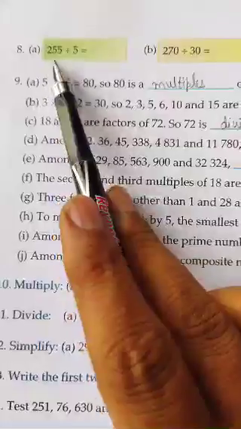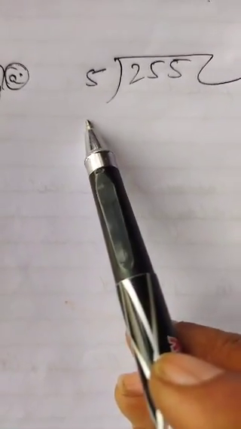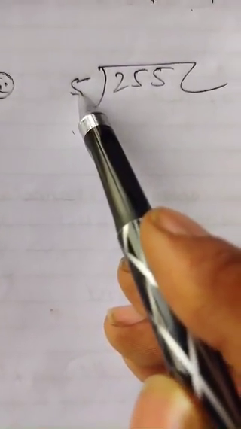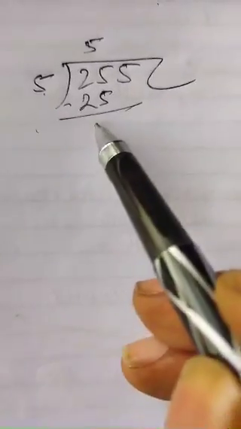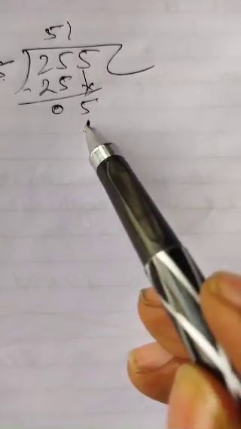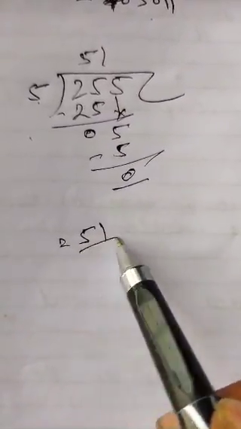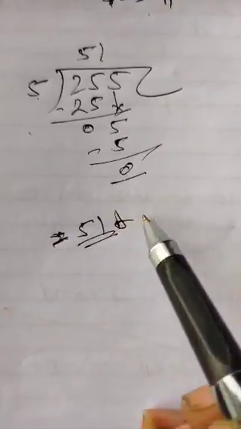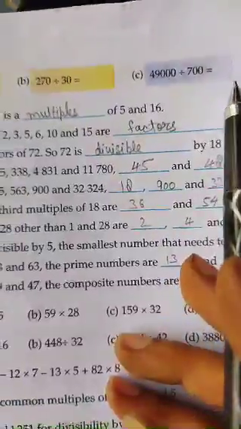Let me tell you 8th A part. See, you will write it like this. Okay. Then you will read out the table. 5 5s are 25. So after subtracting you will get 0. Then you will put this number here. Then 5 1s are 5. Then after subtracting the remainder is 0. So your answer will be 51. Okay, this will be your answer. So this is how you have to divide. Only simple divides are there. So hopefully question 8 also you all can do very easily.